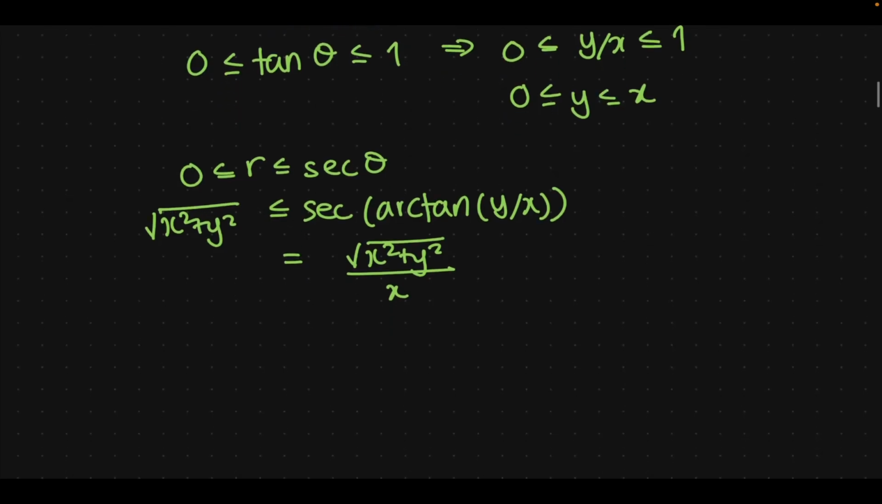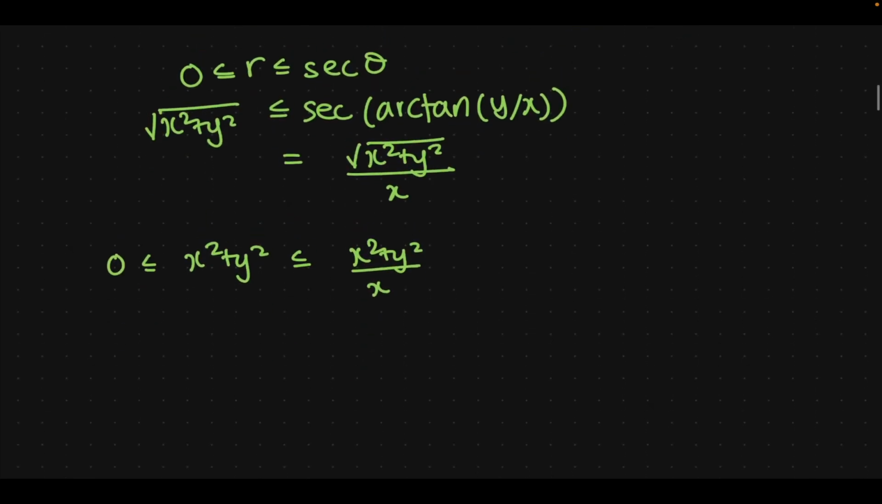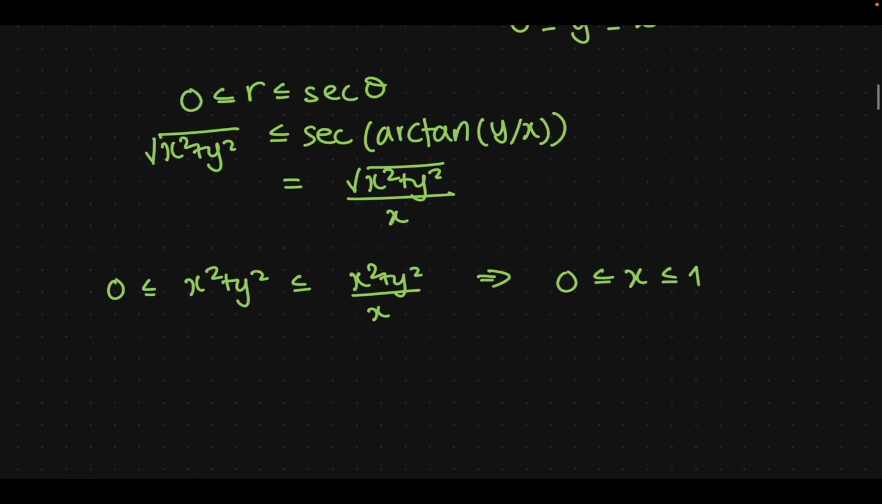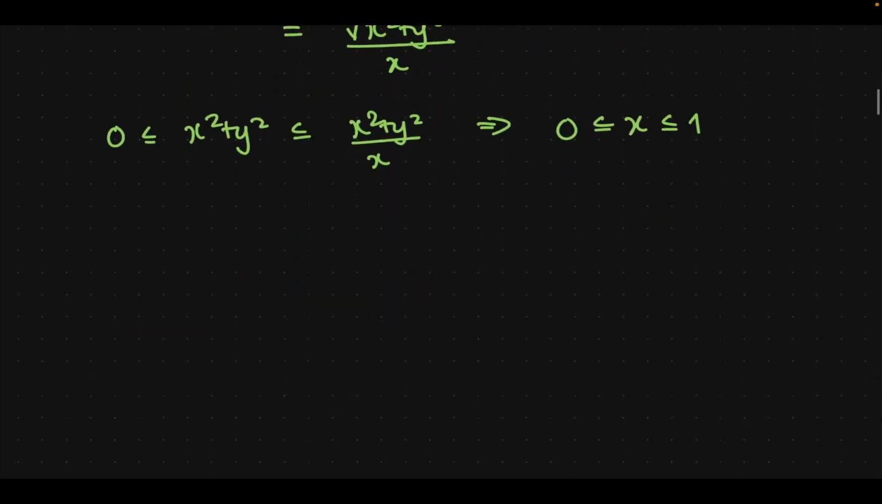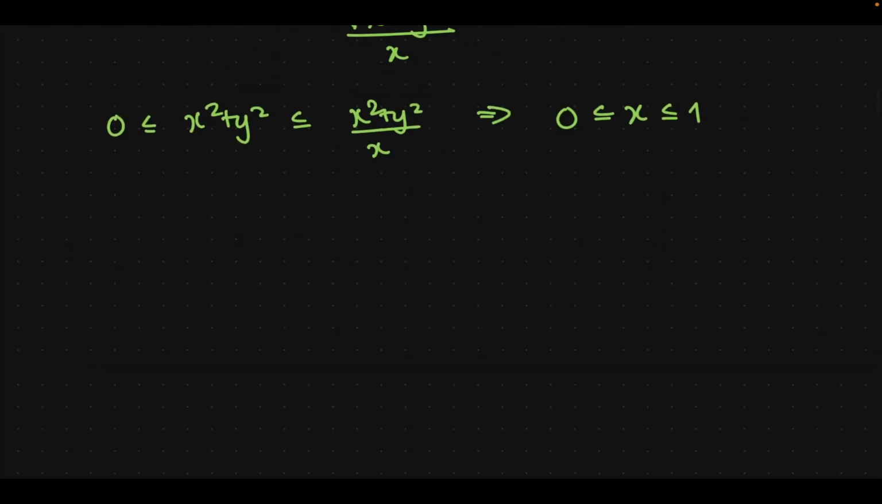And we can square both sides so that we have x squared plus y squared less than or equal to x squared plus y squared over x squared. And the terms cancel out to basically give us x is between 0 and 1. And that's nice. That's really nice. We have bounds. y goes from 0 to x, x goes from 0 to 1. So y is the inner integral. We still have a nested integral. It's in Cartesian as promised.